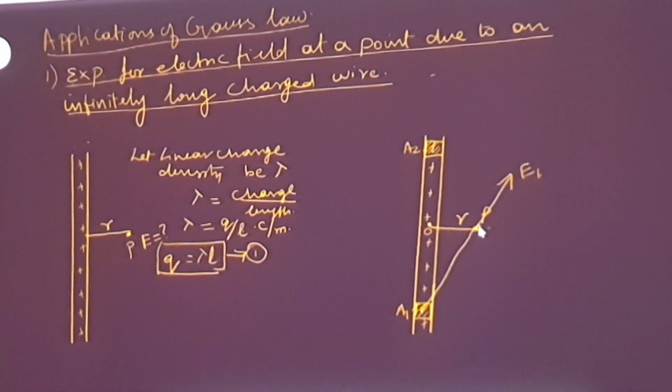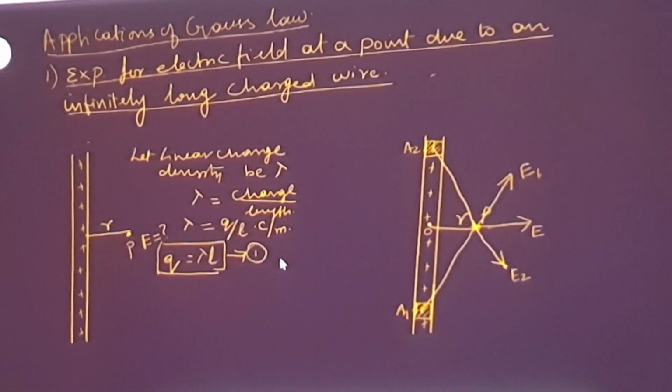Similarly, if you are considering the electrical field at this point due to this charge element, you just drop a line from A2 to P. Then the direction of the field will be here. Let us consider it as E2. So due to these two charge elements, if you have E1 and E2, then the resultant electrical field at this point can be obtained as the vector sum by applying the superposition principle, and we call the resultant E vector.